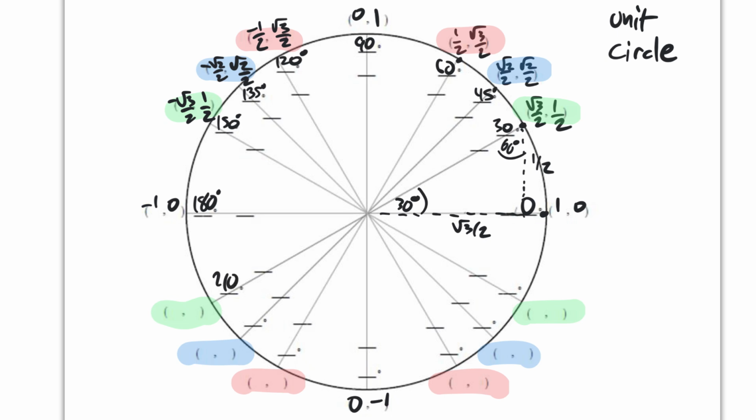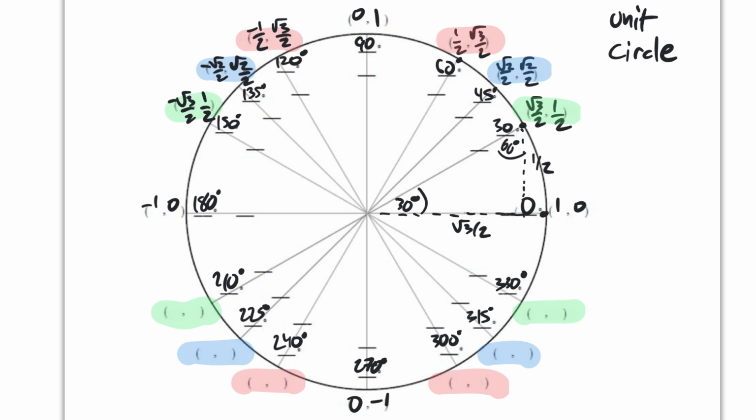This is 210, 225, 240, 270, all degrees, 300, 315, 330, and then of course back to 360.